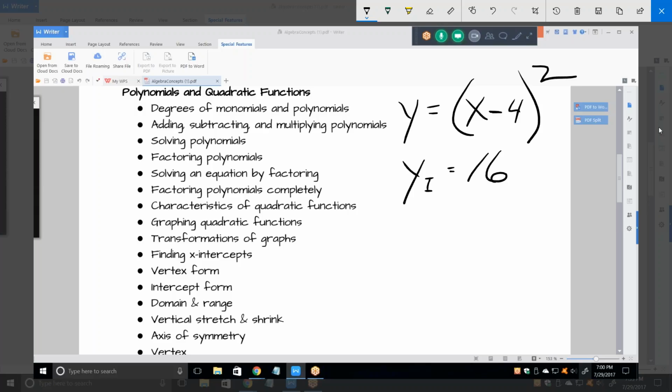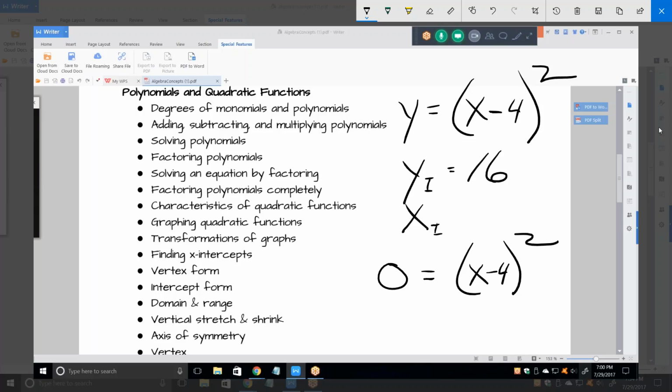Now, what's the x-intercept? Give me the equation I need to solve. It's 0 equals parentheses x minus 4 squared. Okay. How do I solve that? You would do the square root first. Square root of both sides. What's the next line? 0 equals x minus 4. And the last line? It would be 4 equals x. That's the x-intercept.